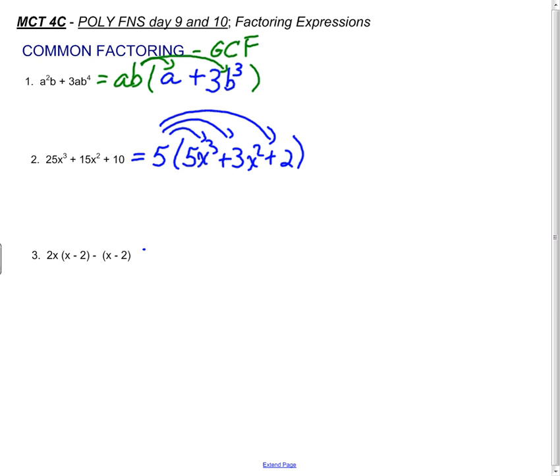For this one, it's a strange little example, but I have 2 terms, one here and one here. And both of them have a common factor of x minus 2. X minus 2 times what for the first one? Well, times 2x. For the second term, it's times negative, invisible, 1. So if I did FOIL on that, I would get the same as if I did distributive law on the left side. So I have greatest common factored it.